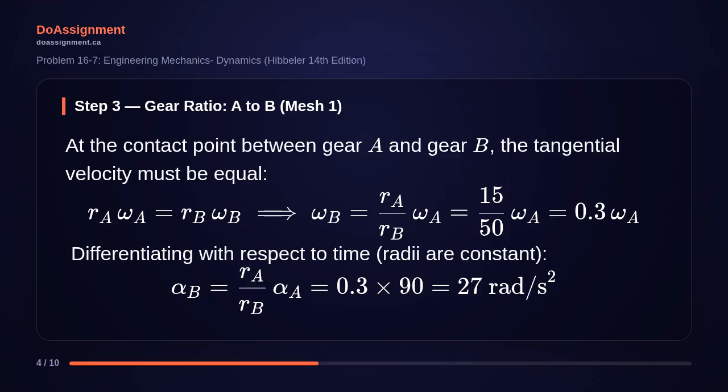At the mesh between gears A and B, the tangential accelerations at the contact point must match. So the angular acceleration of B equals the ratio of the radii times the angular acceleration of A. That gives 15 over 50 times 90, which is 27 radians per second squared.